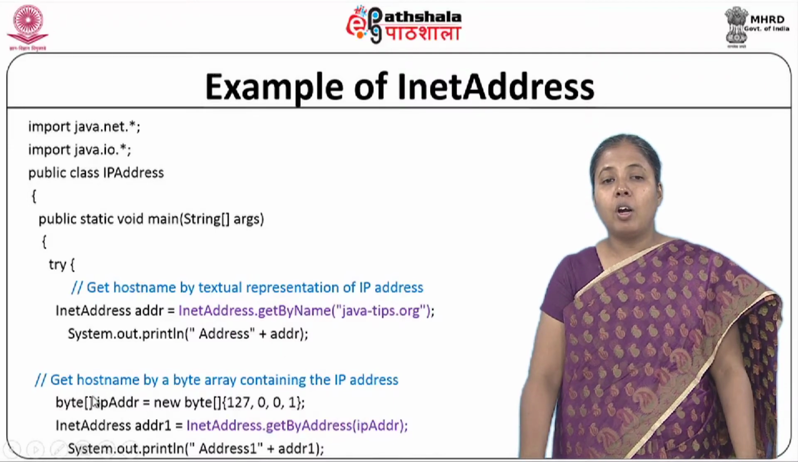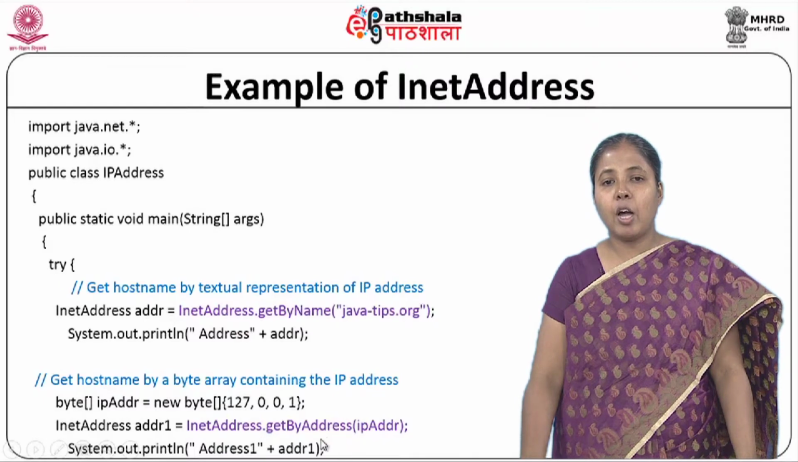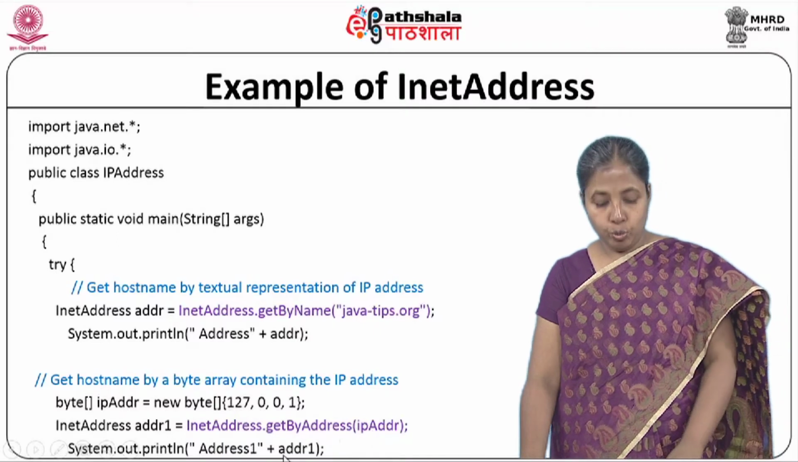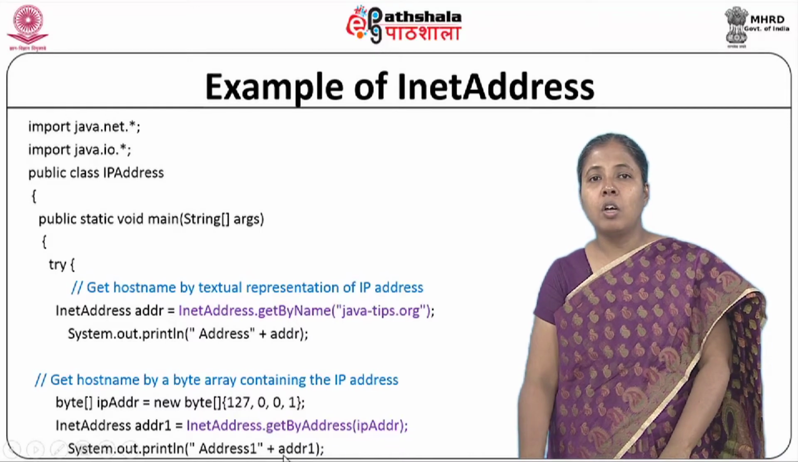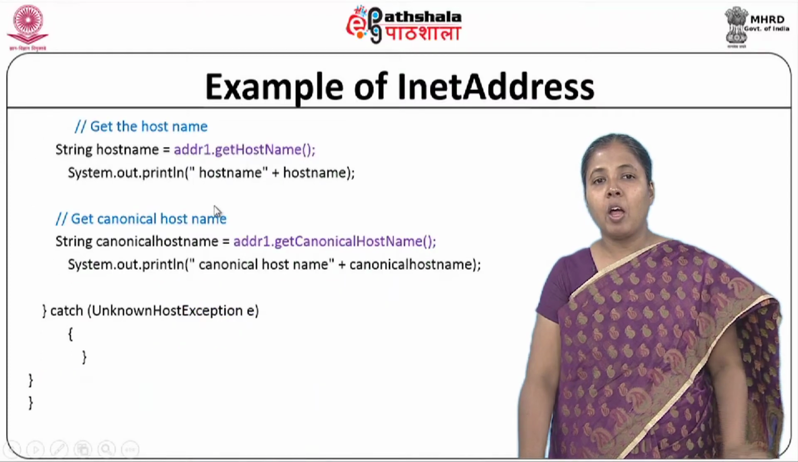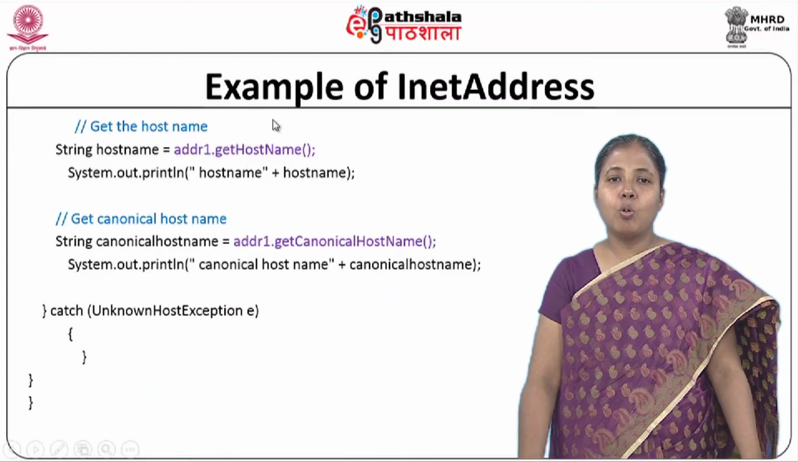And now we want to get the host name by a byte array containing the IP address. So you can make use of the method called getByAddress, to which you pass the byte array. So now we provide the IP address in a byte array. This byte array is the parameter passed to getByAddress. Now you try to print the byte array of the IP address given by this passed byte array. And now there is a method called getHostName.